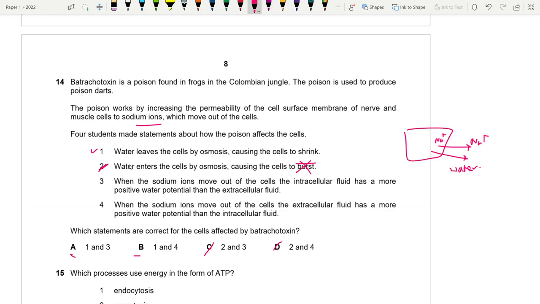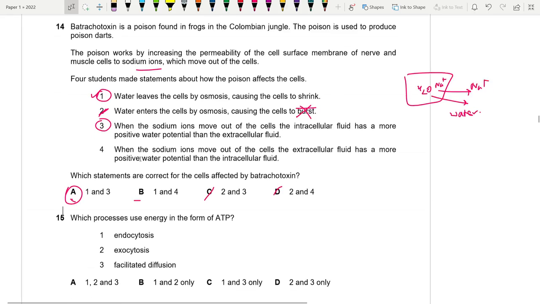When the sodium ions move out of the cells, the intracellular fluid has a more positive water potential than the extracellular fluid. That is true. Which is why the water leaves. So 1 and 3. I'm going to go with 1 and 3. When the sodium ions move out, the extracellular fluid has a more positive water potential. Wrong. 4 is wrong.